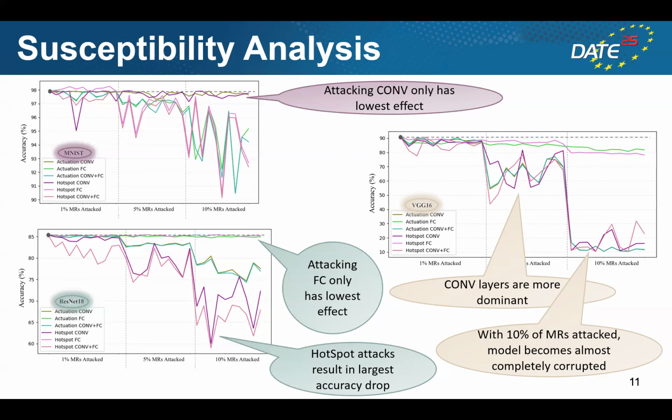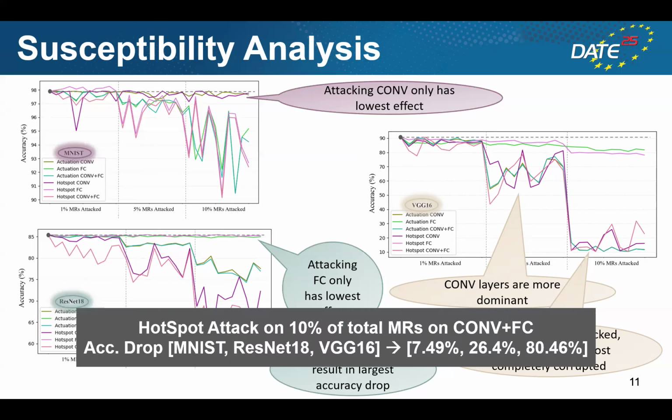And this is because VG16 is a massive model with over 120 million parameters, which required several mappings onto our accelerator. And attacking 10% of the MRs led to corrupting a very large number of parameters. So if we focus on the worst case scenario, which is a hotspot attack on 10% of the total MRs, for the three models, we saw accuracy drops ranging from 7.49% to 80.46%.